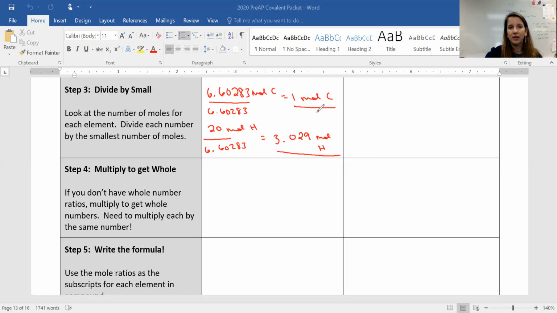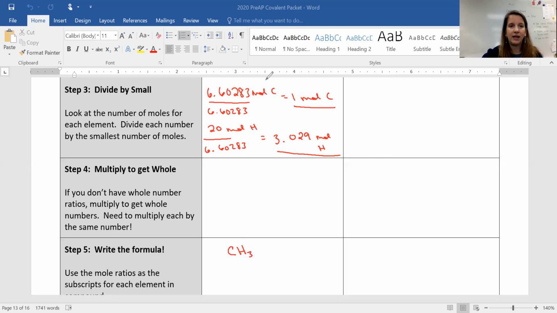Well, these are both close enough to a whole number, 3.029, that's basically 3. So we're not going to be concerning ourselves with multiplying to get a whole number here. So then we just have to write our formula. That means that we have 1 carbon and we have 3 hydrogens. Okay, that's our empirical formula.